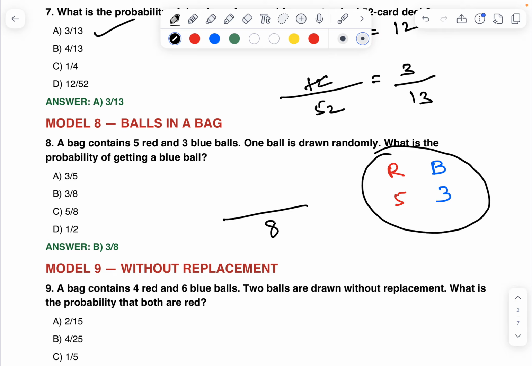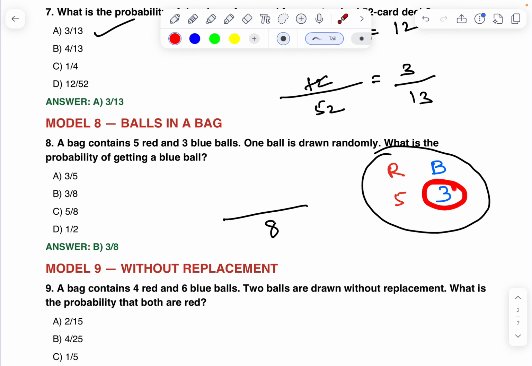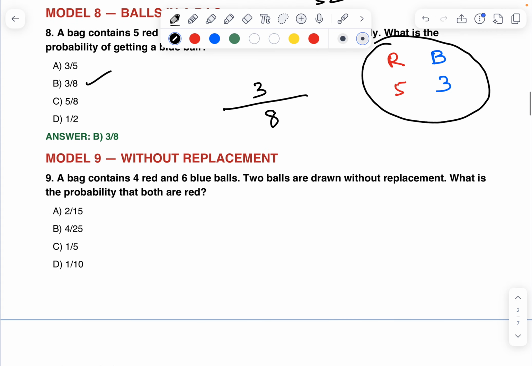Here they are asking, one ball is drawn randomly. What is the probability of getting blue ball? How many blue balls here? 3. Therefore this is the answer. 3 by 8 is the answer. Next question.